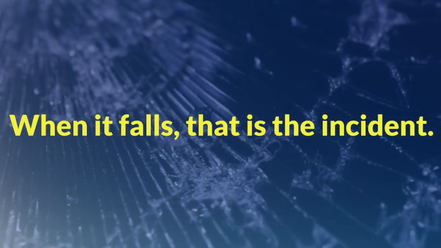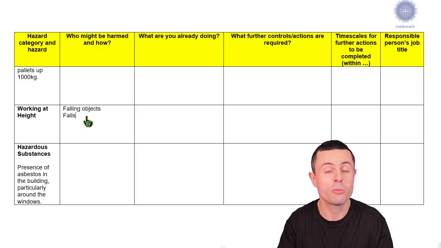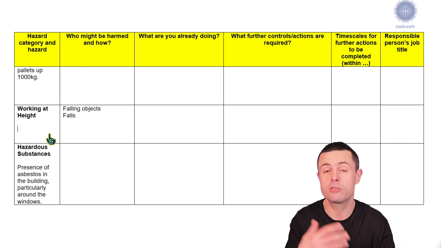Now there's a mistake which I've often seen. I've seen examiners pick people up for things like this. Falling objects are not a hazard. Falls are not a hazard. Falling objects, that's an incident. The object is the hazard. The object at height is the hazard. When it falls, that's an incident. Like you would report it, wouldn't you? Because things shouldn't be falling. Falling objects should be mentioned in the who might be harmed and how column. We don't want to see falls or falling objects in the hazard description because they're not hazards.